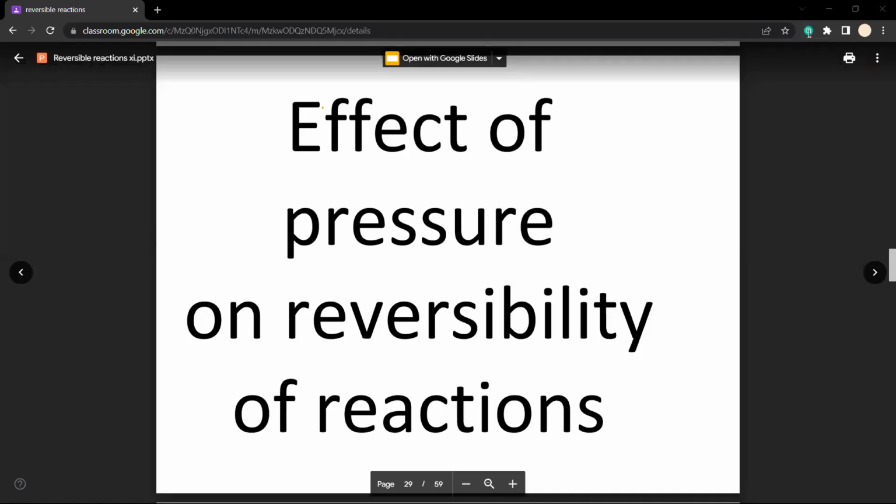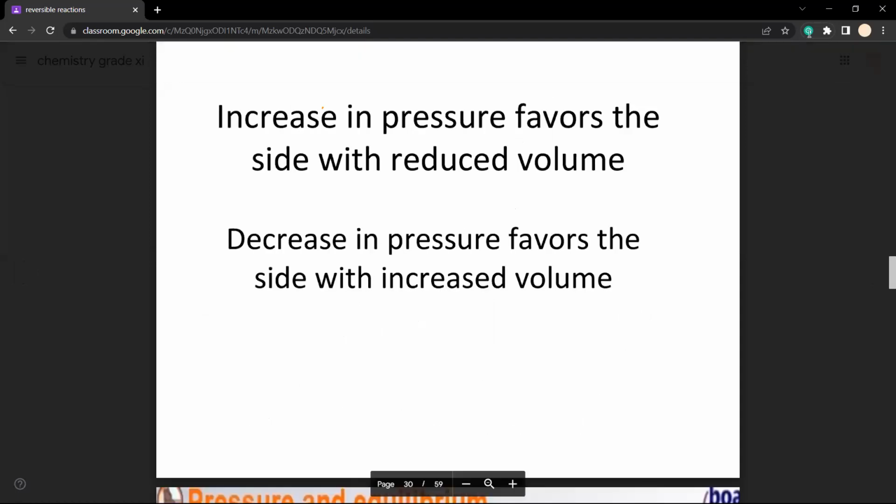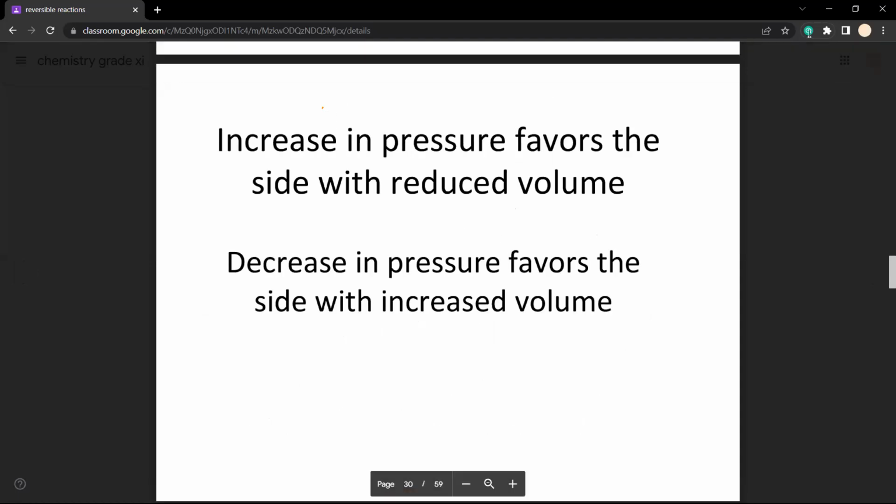The second factor is the effect of pressure on the reversibility of the reaction. So what is the effect of pressure? The pressure is only going to affect reactions where gases are involved. In reactions where gases are not involved, the effect of pressure is zero. Now, an increase in pressure favors the side with the reduced volume. This is a fact. You have to give this in the explanation whenever they ask you. And a decrease in the pressure will favor the side with the increased volume.